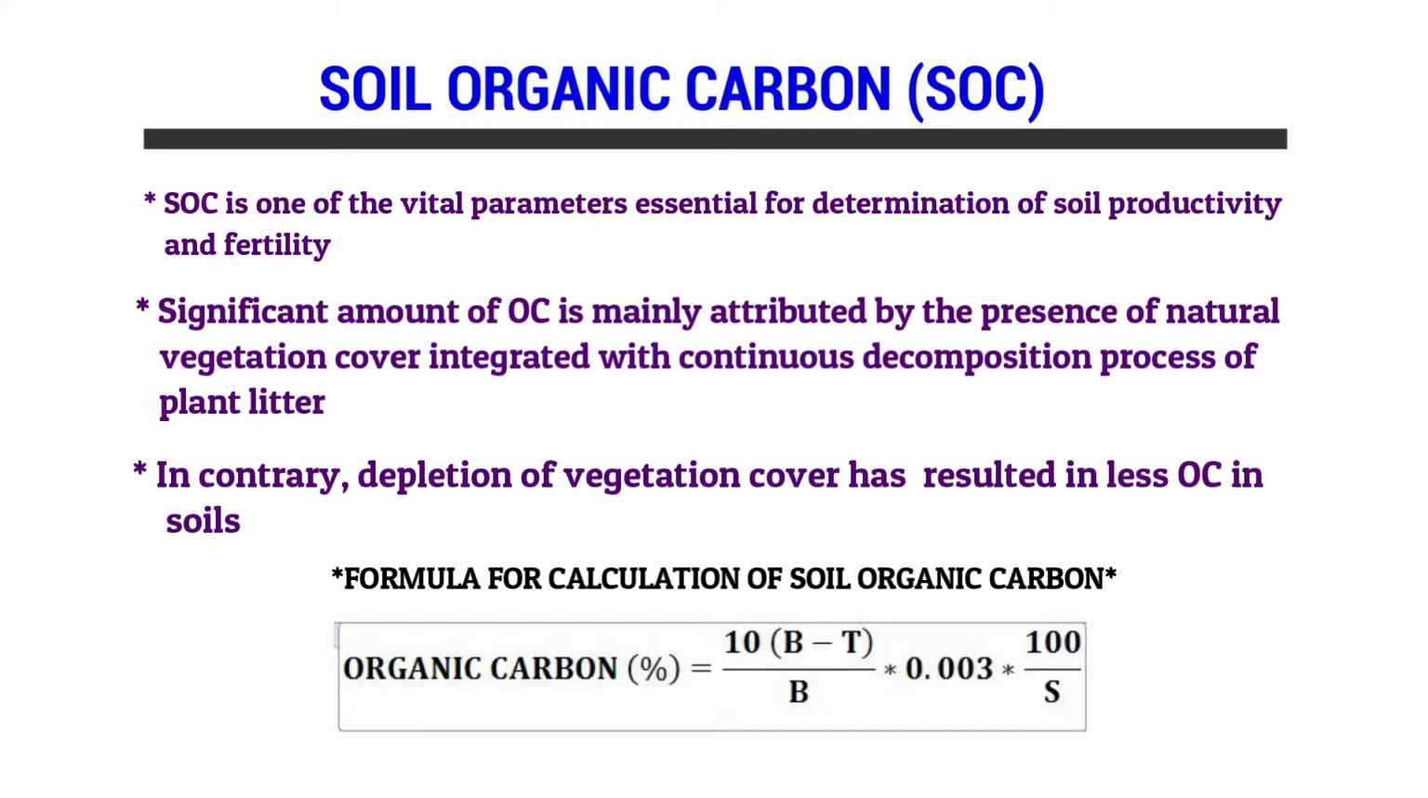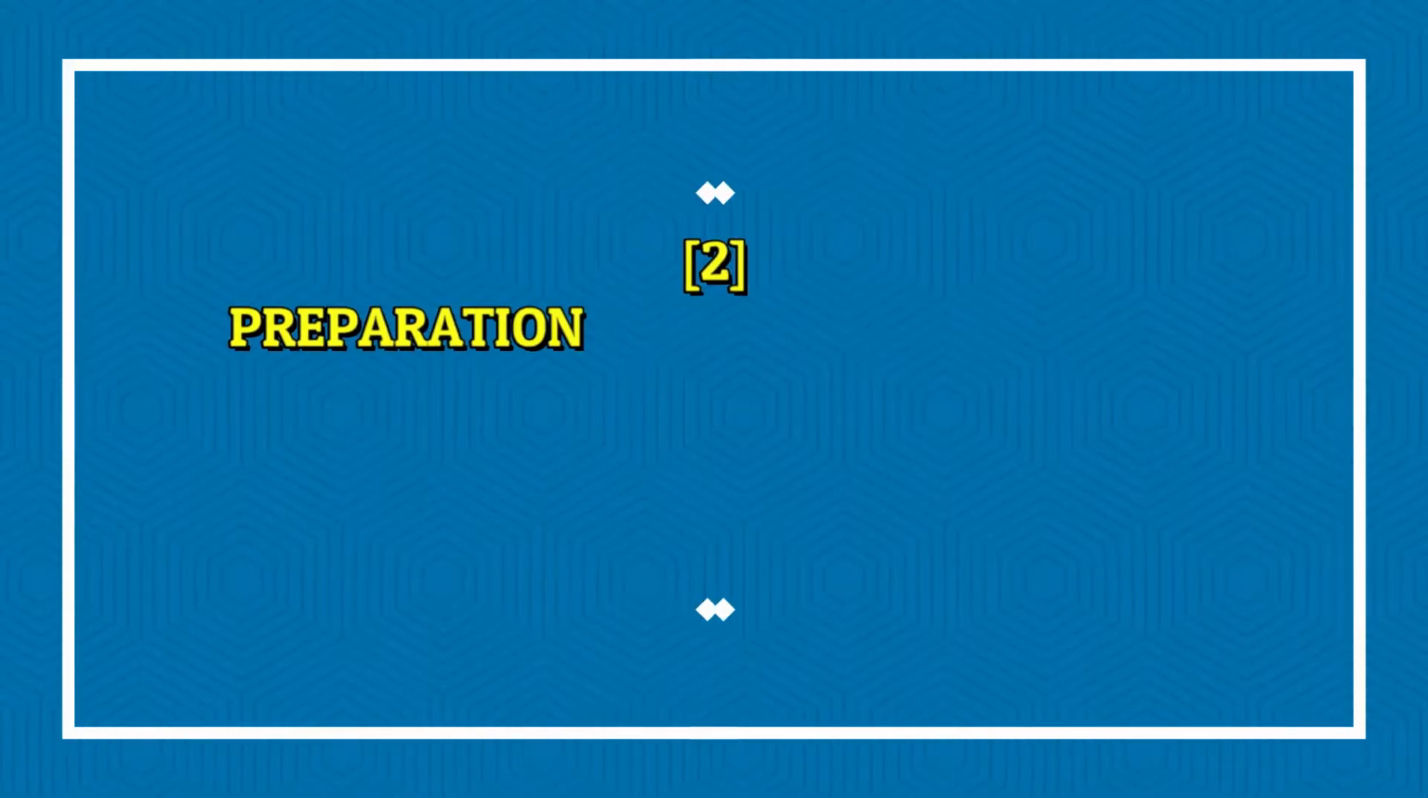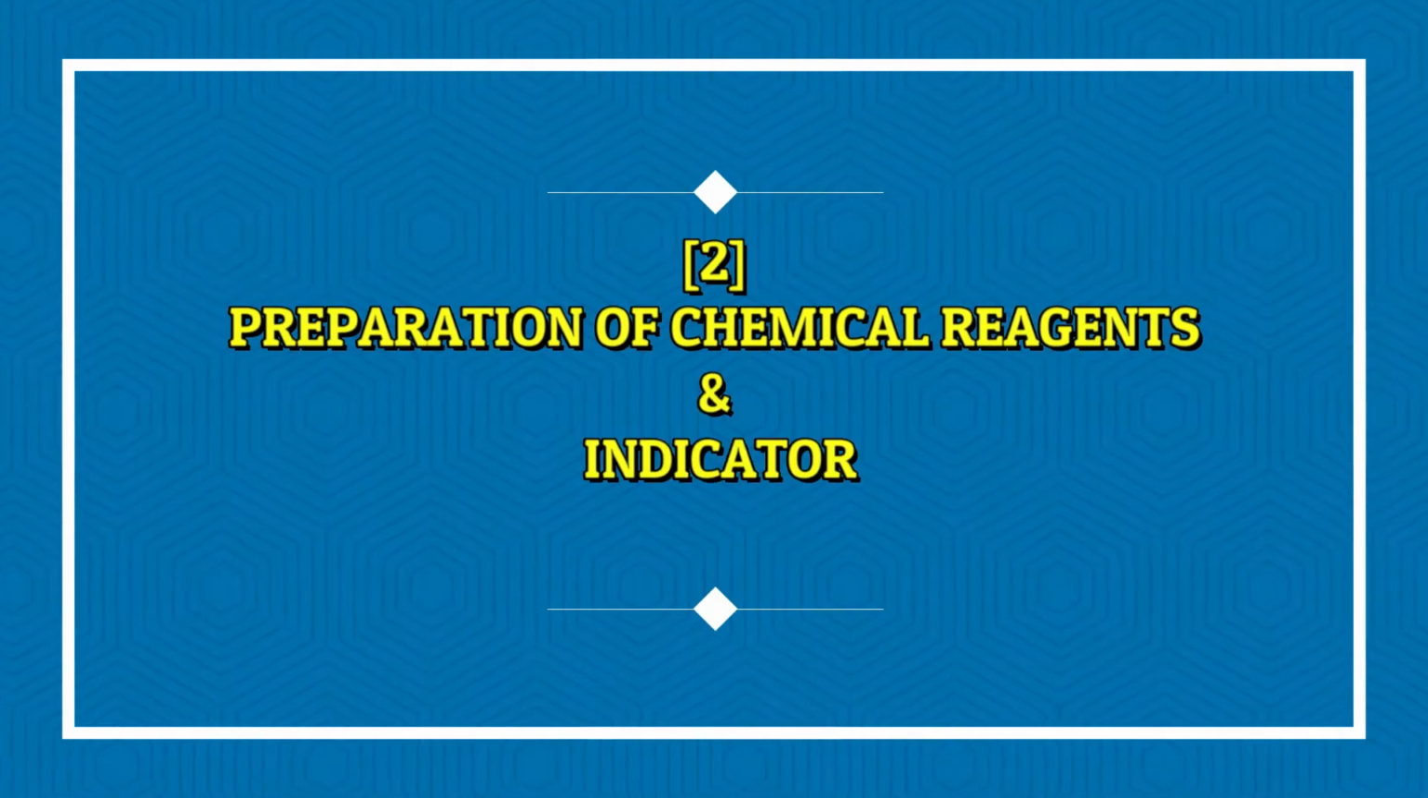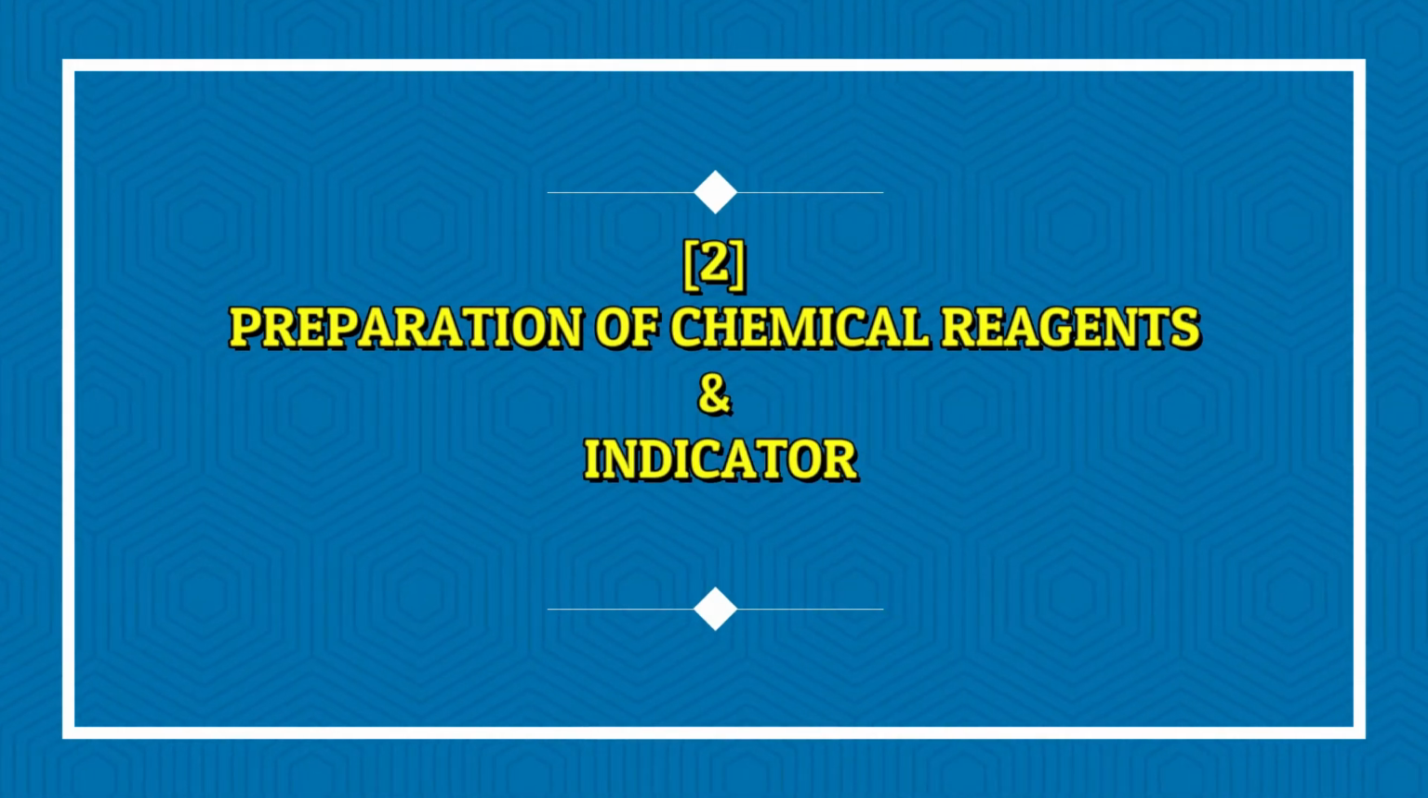And the formula used for calculation of soil organic carbon is as given on the screen. And we will deal more with it in the last stage, which is the calculation of soil organic carbon using Microsoft Excel. Now we'll move on to the second stage, which is the preparation of chemical reagents and indicators that are required for the analysis of organic carbon content in the soil samples.